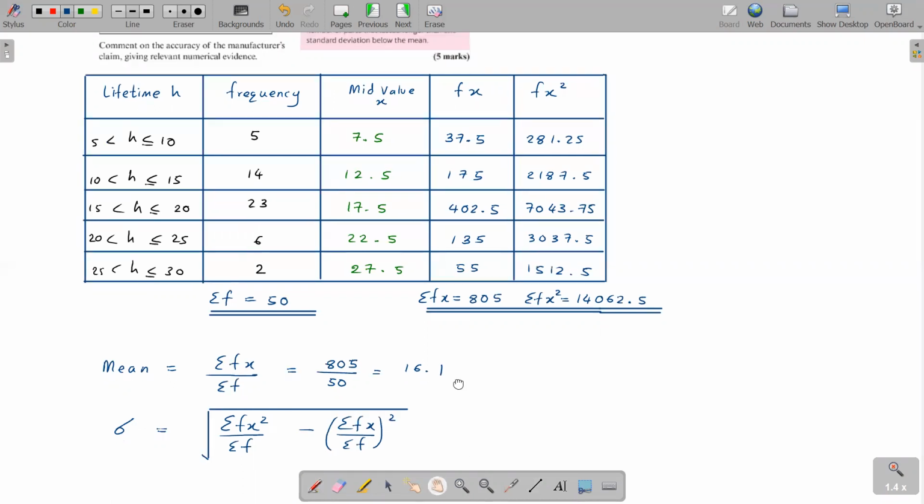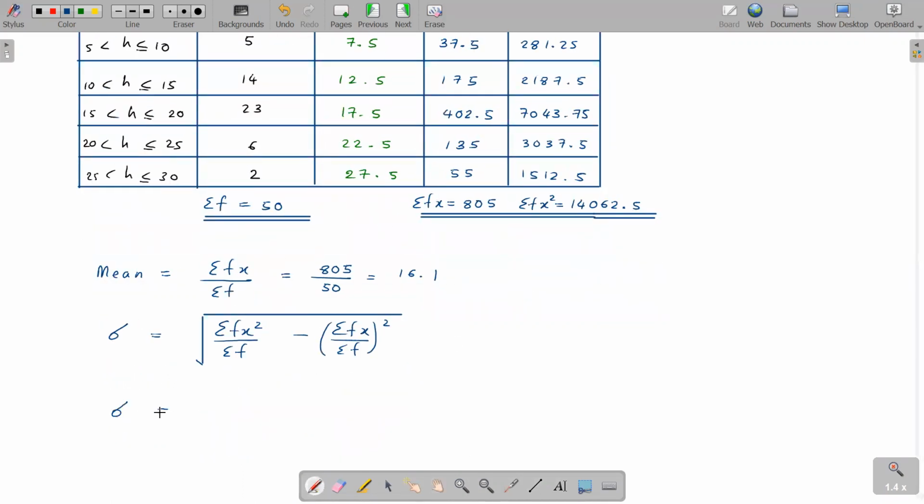So let's input the values. This is the standard deviation. Sigma fx square is 14,062.5 over sigma f is 50, minus sigma fx is 805 over sigma f is 50, whole thing squared, and then the root of it. You can put the whole thing together in the calculator in one go. It gives you the answer 4.694677838. It goes on, so we'll write a few extra decimals.